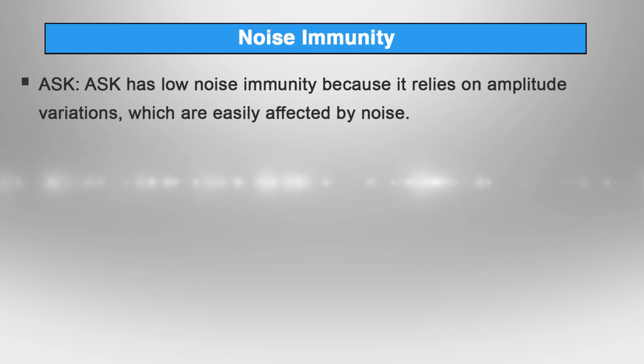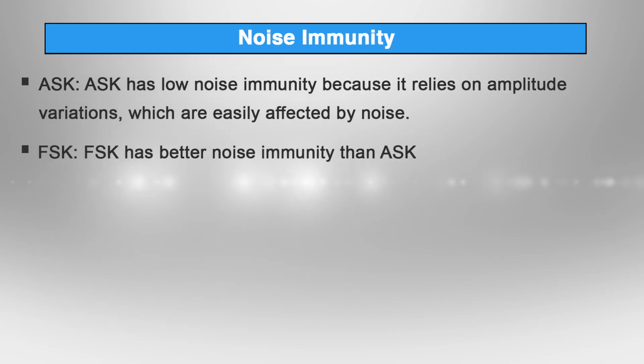ASK is less susceptible to noisy environments, but can be used effectively in controlled or low noise applications. In FSK, noise immunity is more resistant to amplitude noise compared to ASK. Changes in frequency are less affected by amplitude variations, making FSK more robust in noisy conditions. FSK is used in environments with significant noise and interference, such as in telemetry and some radio communication systems.